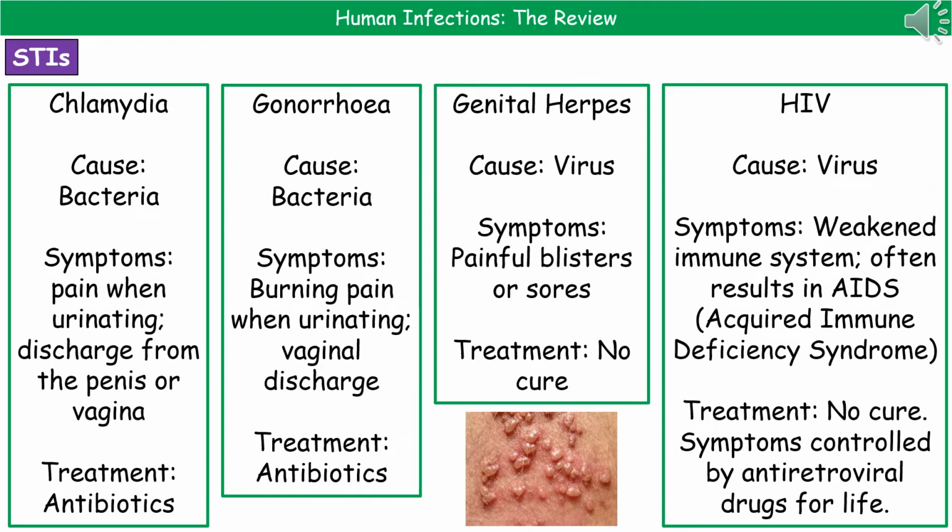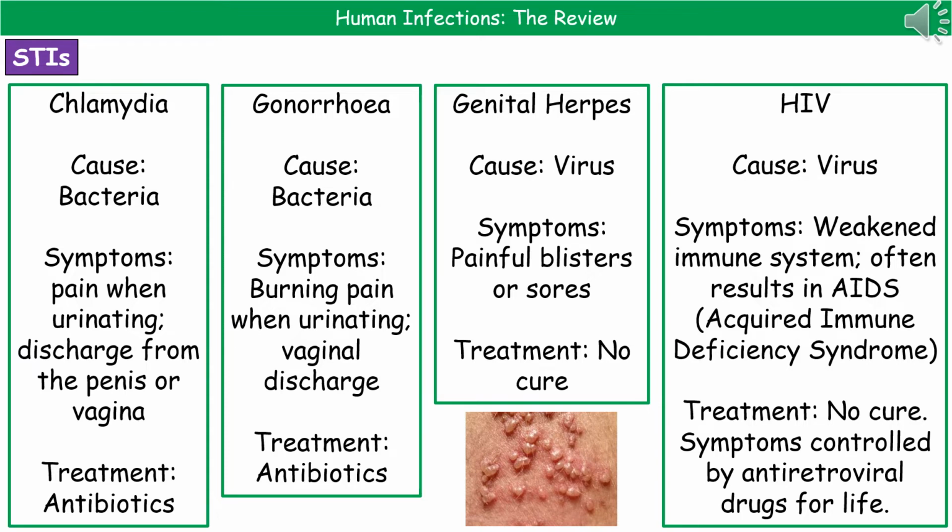First of all, chlamydia is a bacterial disease, and you'll get pain when urinating and a discharge from either the penis or vagina, depending on which one you've got. In terms of its treatment, it's a course of antibiotics. For gonorrhea, another bacterial disease, you get a burning pain when urinating and discharge from the vagina, and again treated with a course of antibiotics.